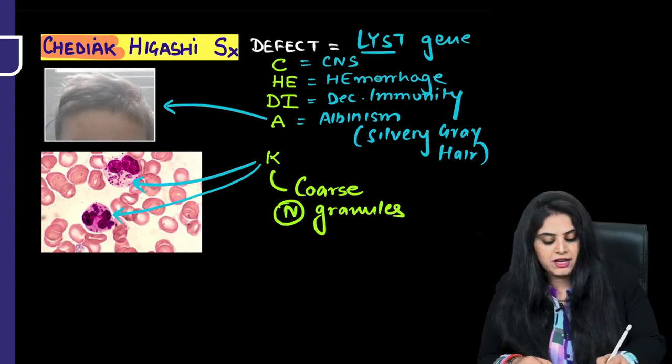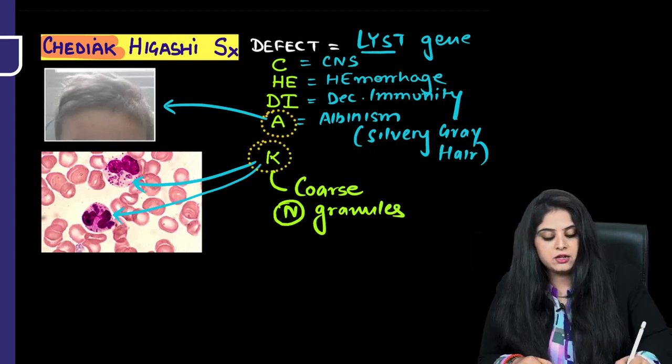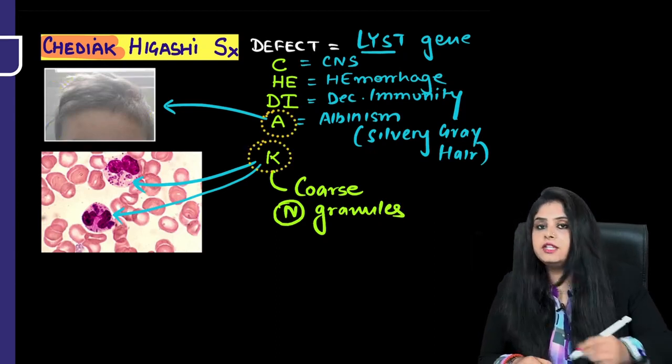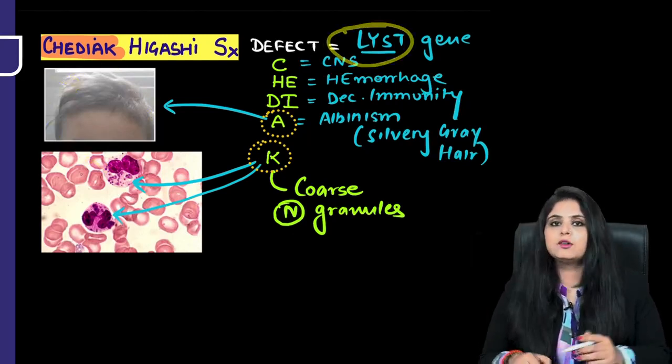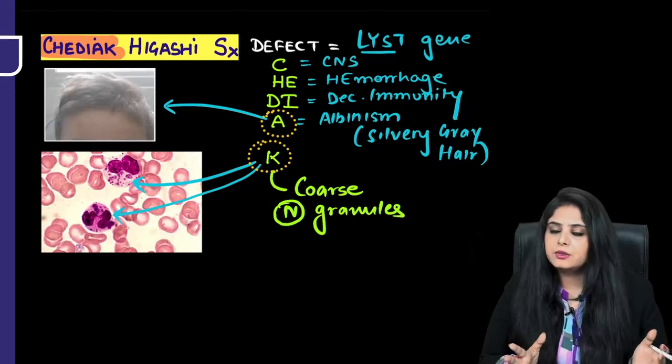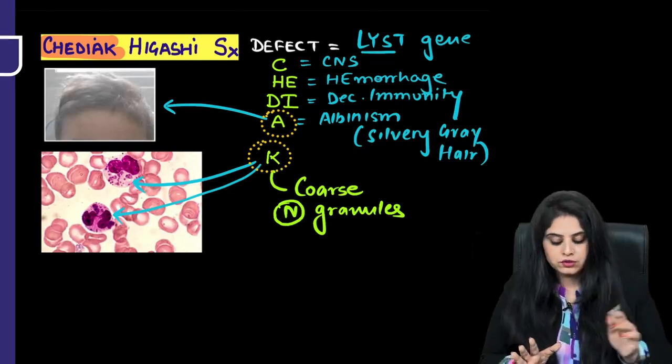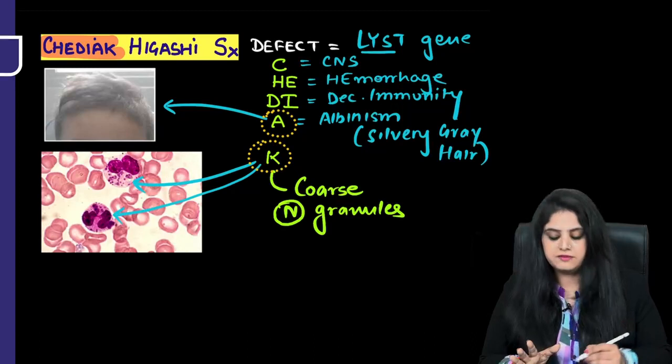That is the K that you have. So A and K of Shediac are going to show you albinism. You can see the silvery gray hair, and you can also see these coarse granules, lysosomal problem. Yes, all of the others were theoretical questions. I've covered those under the rapid review also. Let's move on to chronic inflammation now.